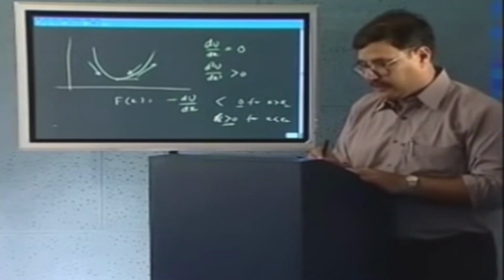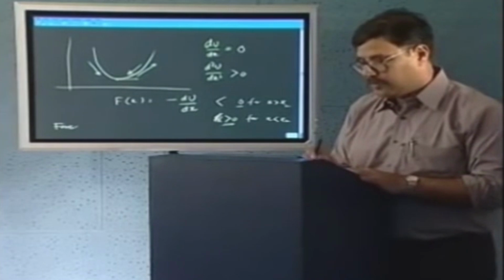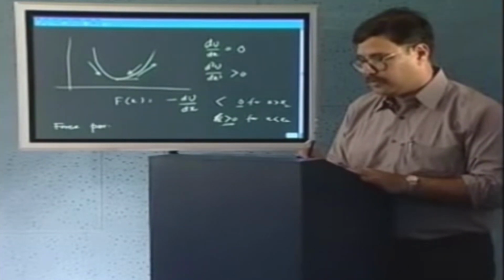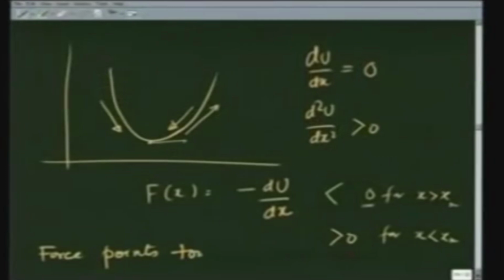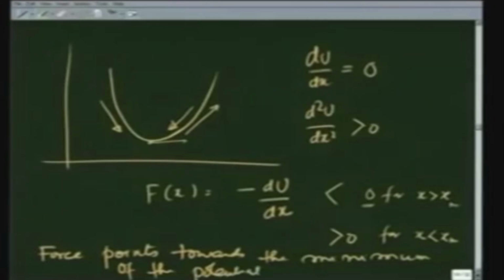So let us write: the force points towards the minimum of the potential energy. So any particle at the minimum would tend to move towards the minimum if displaced from there. So let us see now, if I had a curve like I plotted earlier, what would happen?